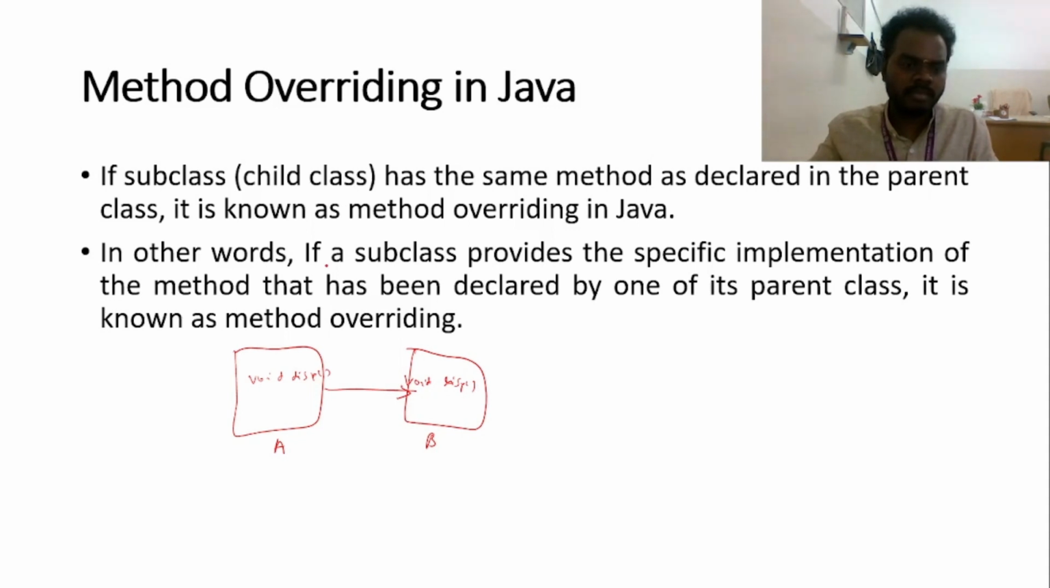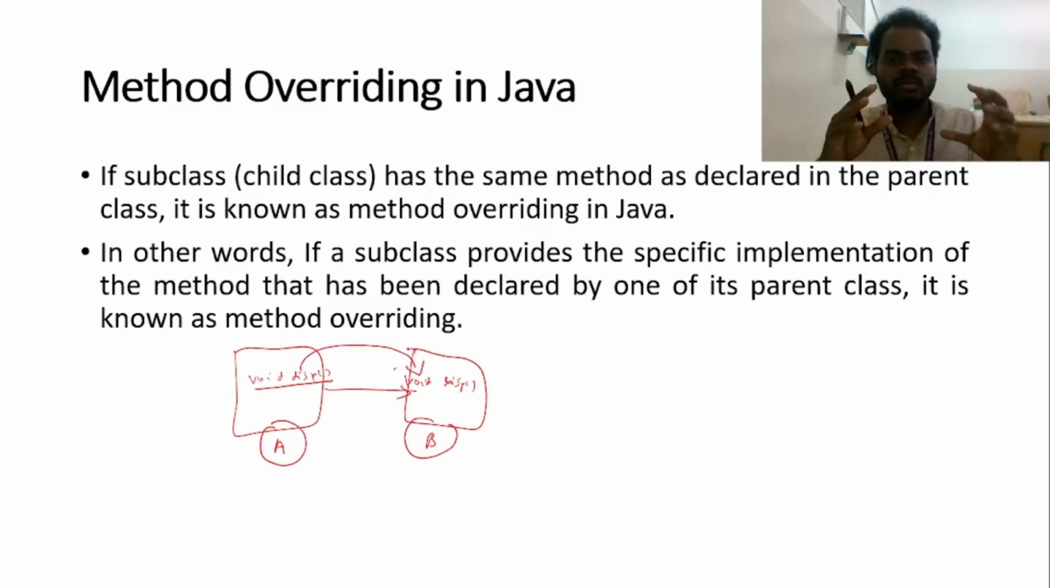The only point is that we have the same method name in both classes. The display method is available in class A and also in class B. So we are going to override the data from A to B. If you have the same method name in both classes and you want to acquire the data from class A to class B, and you want a specific implementation on a method, you declare the same method name in both classes. This concept is known as method overriding.